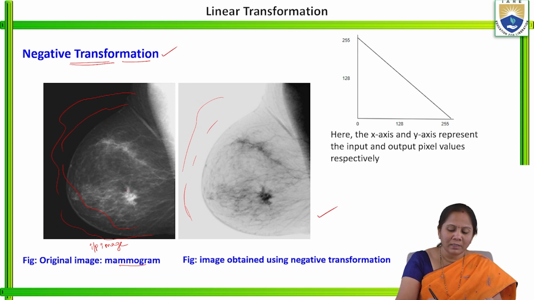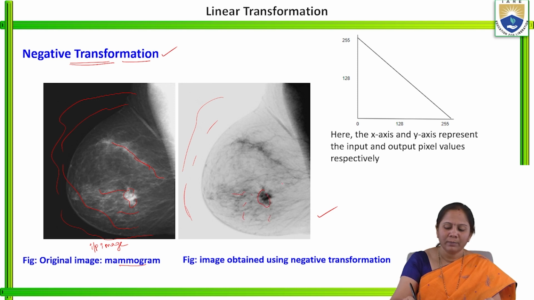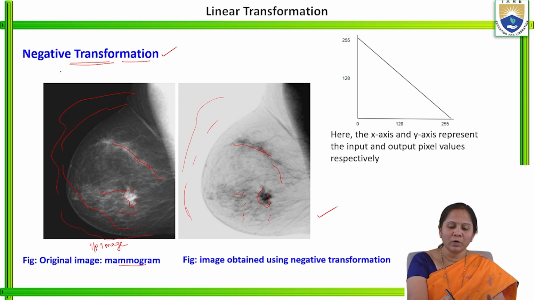And whatever here, the regions that are represented here with some white color, so here it is represented with black. Okay. So after applying negative transformation in the input image, wherever the dark regions are available, it will be converted into white, and wherever the white regions are available, it will be converted into black. So this is what about negative transformation.